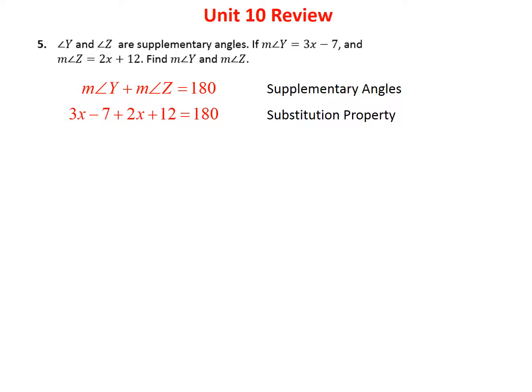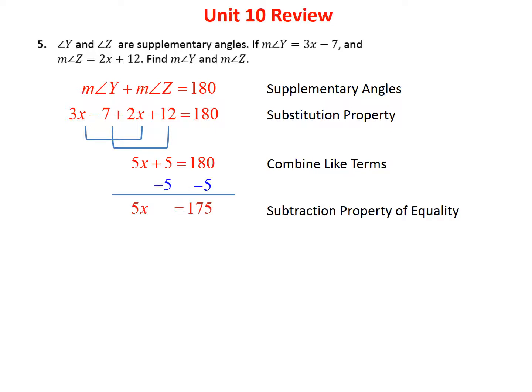So first thing I want to do is combine like terms. So 3x plus 2x is 5x, and minus 7 plus 12 is 5. So we end up with 5x plus 5 is 180. And now we have a simple two-step equation. We're going to undo the plus 5 by subtracting 5 from both sides. And then we're going to undo the 5 times x by dividing by 5, and we end up with x equals 35.